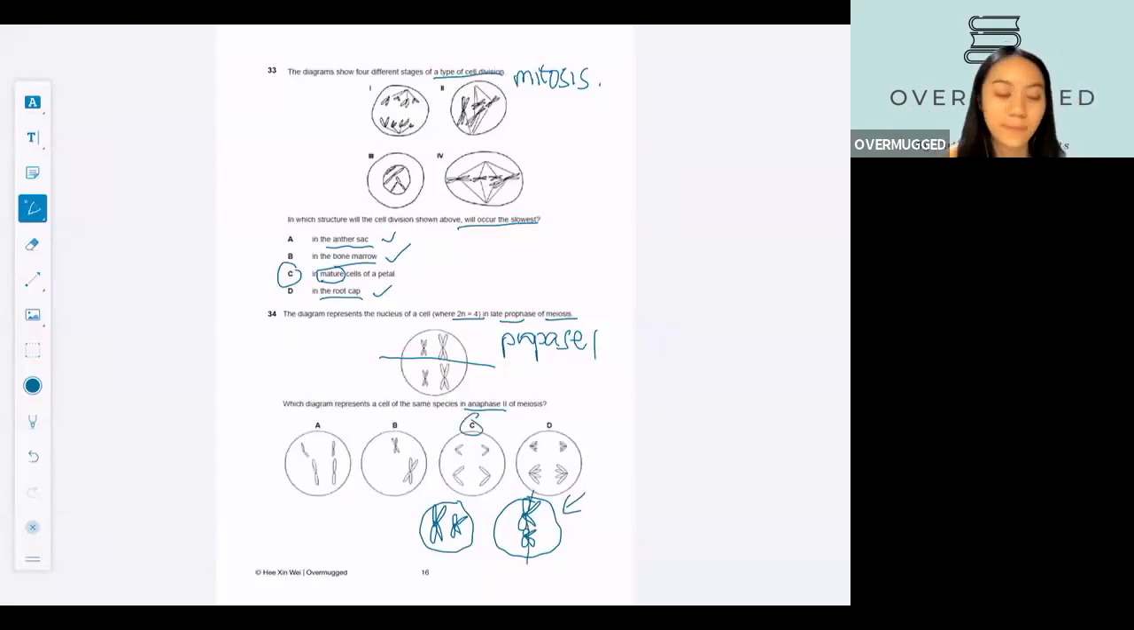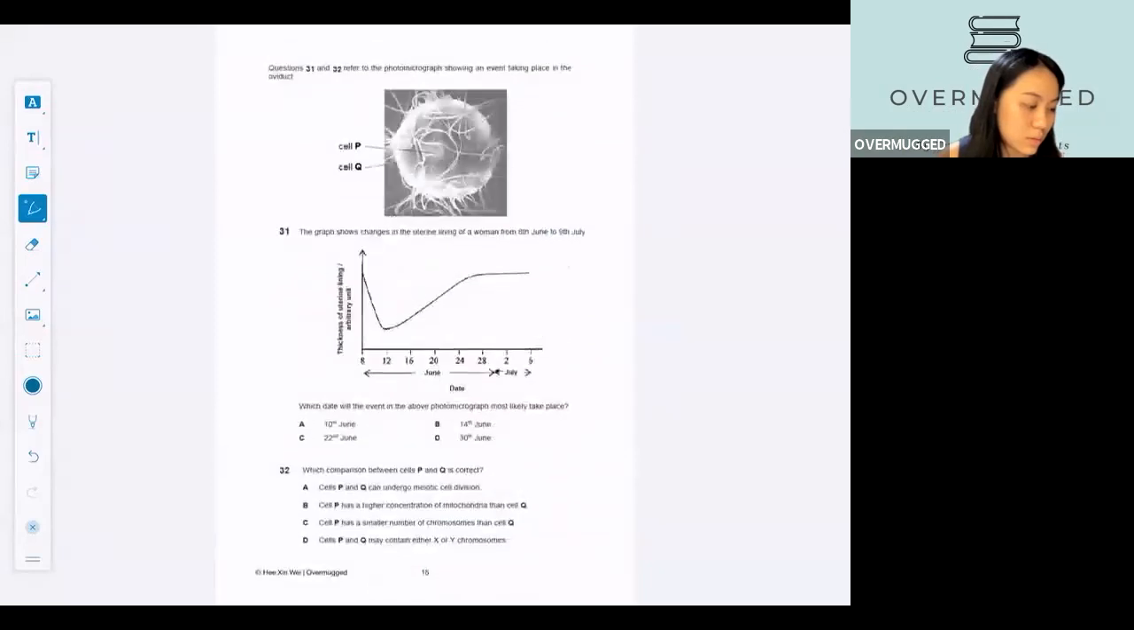31, 32. 31. What is this photomicrograph showing? Fertilization.